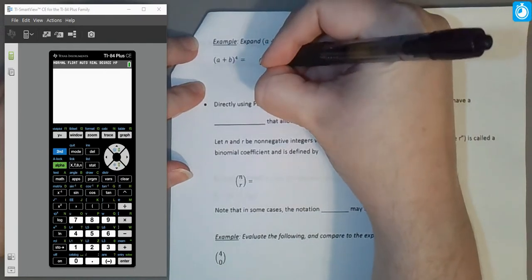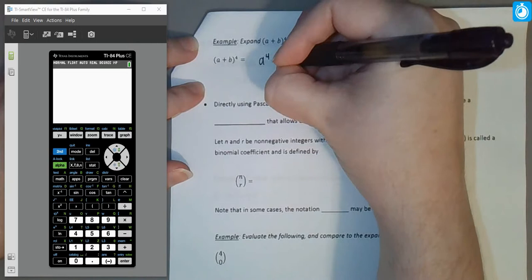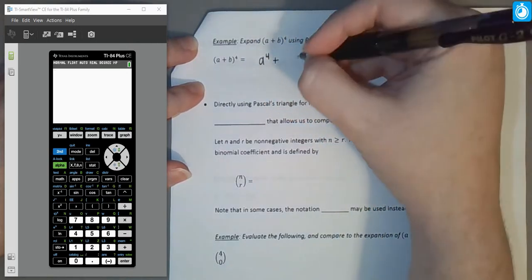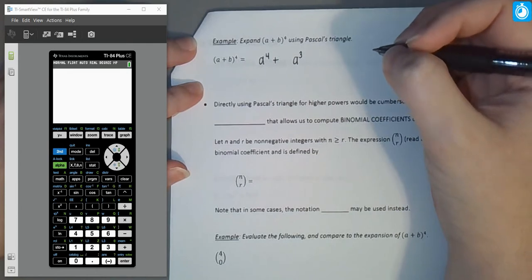And let's leave a little bit of space so that we can add in the coefficients. So for our first one, we have a to the 4th power. And then for our next term, the power on a is going to decrease, and then the power on b is going to increase.